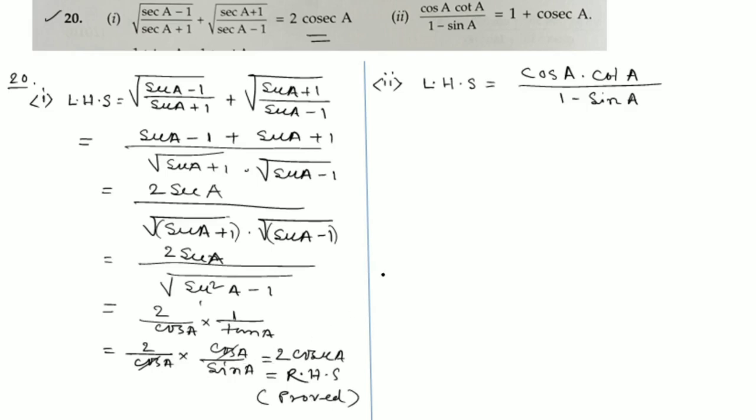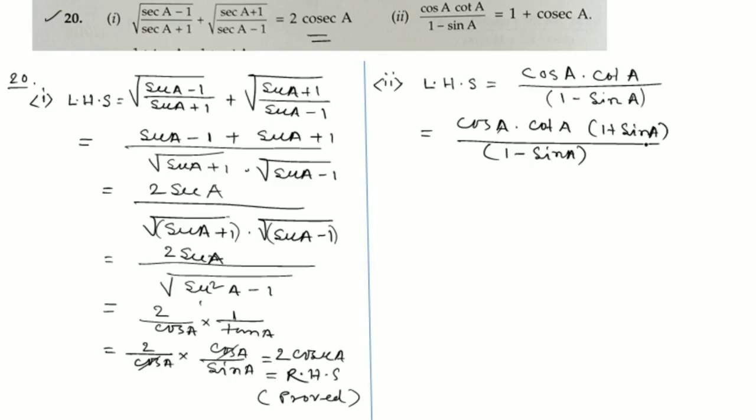Okay. Similarly, in problem number 2, what we will do? Here, you can see in the denominator is 1 minus sin A, but in the right hand side there is no denominator. So what we will do? We will vanish the denominator. By which you can vanish it? Just see, cos A into cot A. Now we will multiply numerator and denominator by 1 plus sin A. Then it is 1 plus sin A, and here it is also 1 plus sin A.